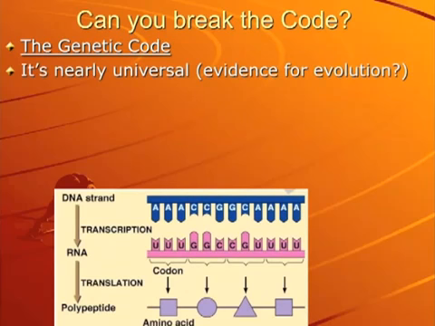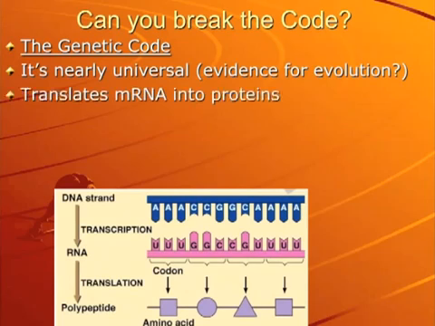So the actual code of the translation is very important. It's the genetic code, which is nearly universal between all organisms, which is slight evidence for evolution. It translates the mRNA into proteins, and it is set up in what's known as codons. Codons are 3 nucleotides. It's kind of like if our language only had 3-letter words. We have 26 letters in our alphabet, and if we only had words made up of 3 letters, similar to the genetic code, those words are called codons.